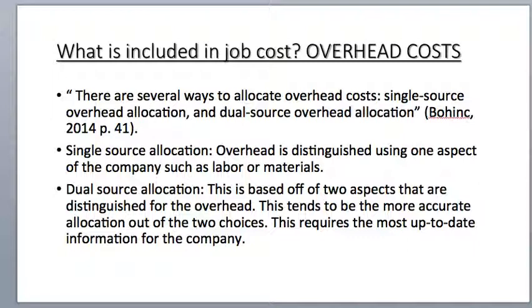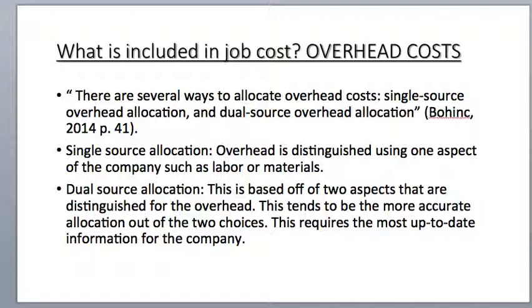Now with the dual overhead allocation, the overhead is allocated based on two components of direct cost of the job, usually labor, and the rest is direct costs, such as materials, labor, permits, etc. With the dual source overhead allocation, the subcontractor needs to have precise financial documentation in order to keep track of this information. Within both of these, obviously, there are some limitations.